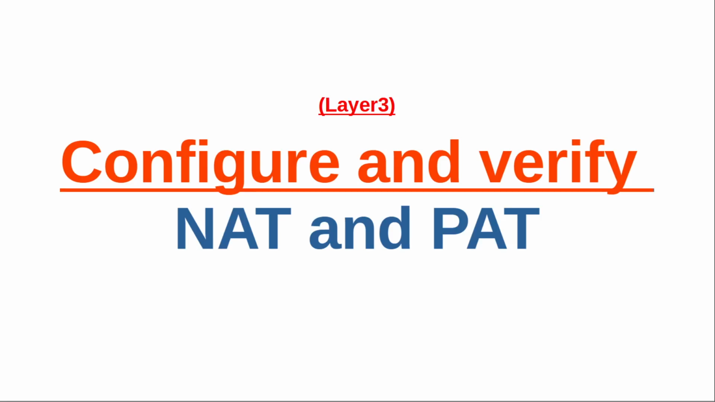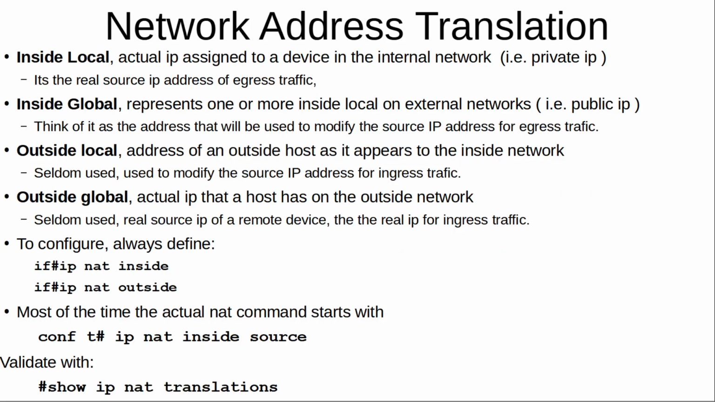Configure and verify NAT and PAT. So this chapter talks about network address translation. You probably have heard of this service before. You know that the IPv4 public IP addresses are running out. There is a shortage of IP addresses. So everybody at their local networks should be using private IP addresses. And in order to let those private IP addresses reach the internet, you will need to use address translation.